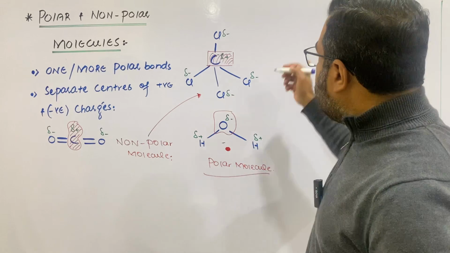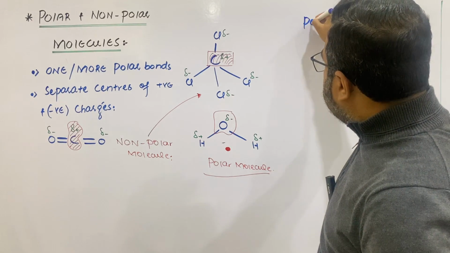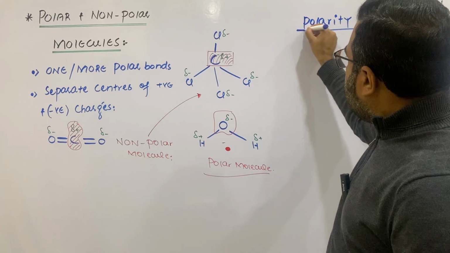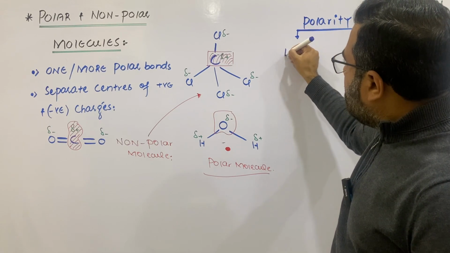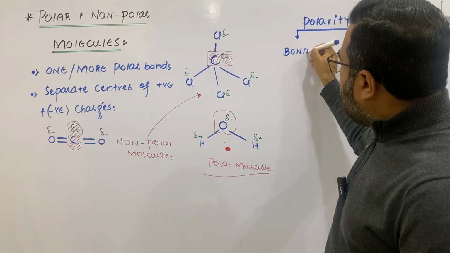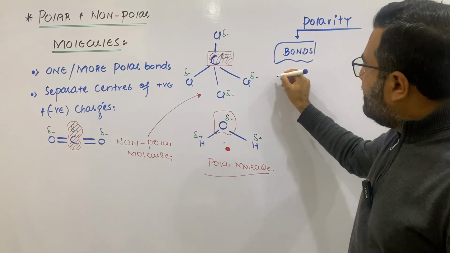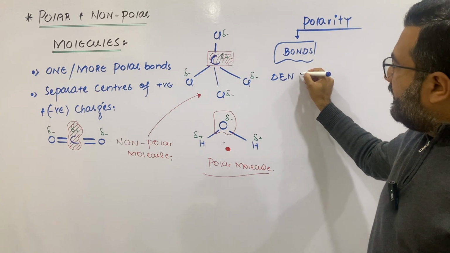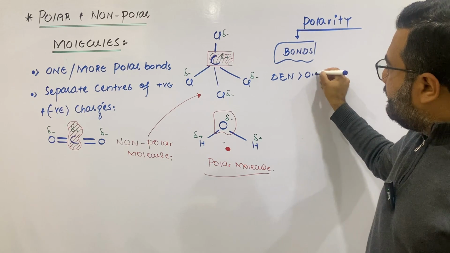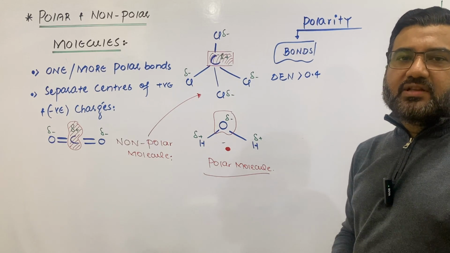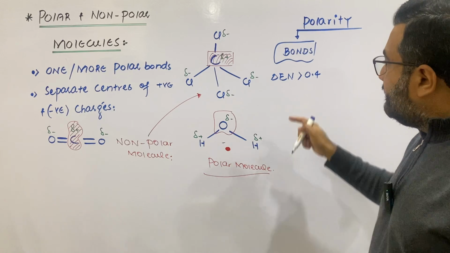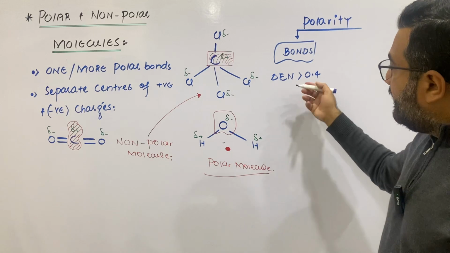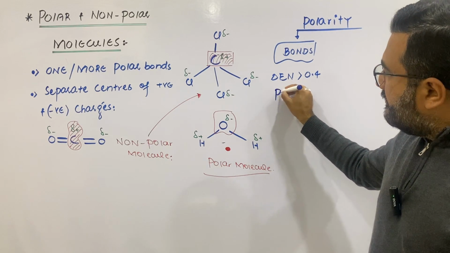My dear students, there are two concepts of polarity. Listen very carefully. The first one is polarity of bonds. Dear students, the polarity of bonds is decided only by the difference of electronegativity. From 0 to 0.4, the bonds are considered as non-polar. But if the difference of electronegativity between two bonded atoms is greater than 0.4, then that bond will be called a polar bond.